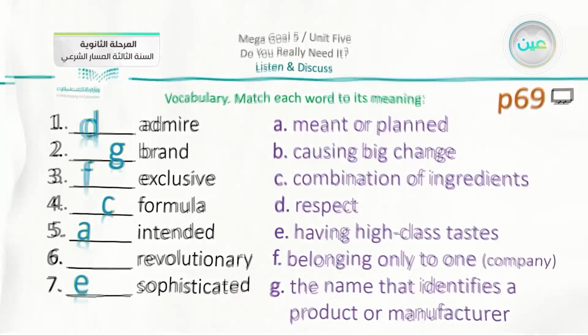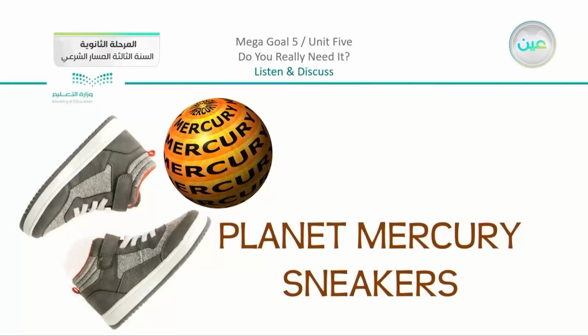Now moving on to our last advertisement here. We have something about shoes or about sneakers. So we have this kind of shoes here. These are what we call sneakers. Now we have here Planet Mercury sneakers. So they are named based on the planet Mercury.